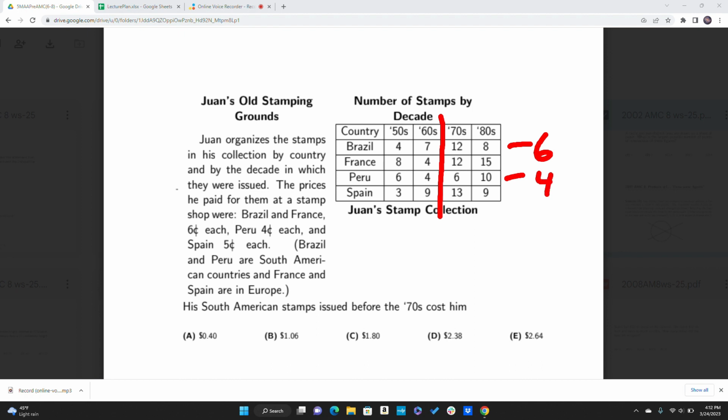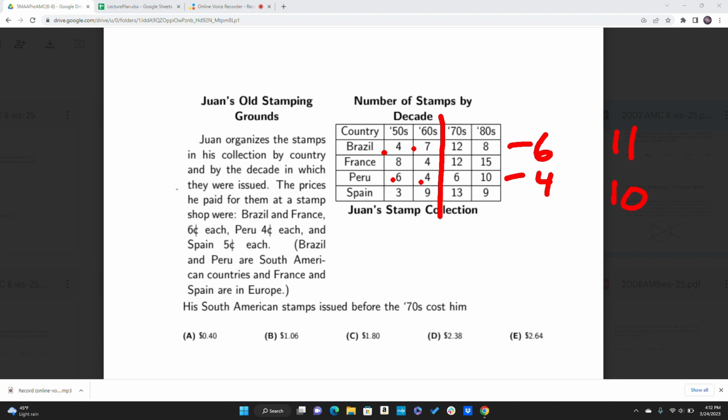All right. So Juan has Brazilian stamps from the 50s and 60s, and he has 4 from the 50s and 7 from the 60s. So a total of 11 Brazilian stamps that were issued before the 70s. And as for his Peruvian stamps, the ones from Peru, he has 6 from the 50s and 4 from the 60s. 6 plus 4 is 10 stamps from Peru.